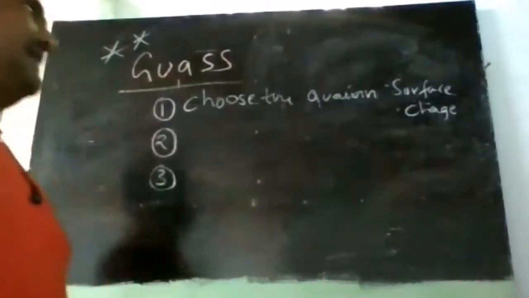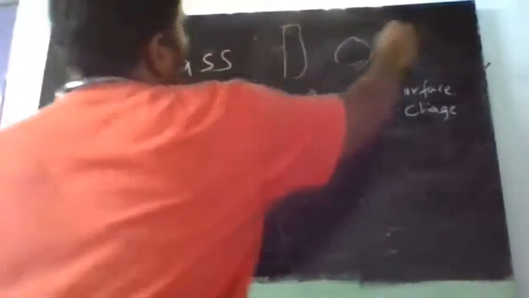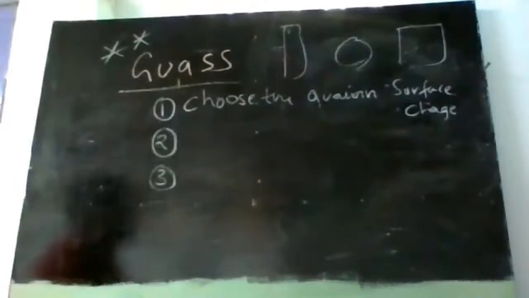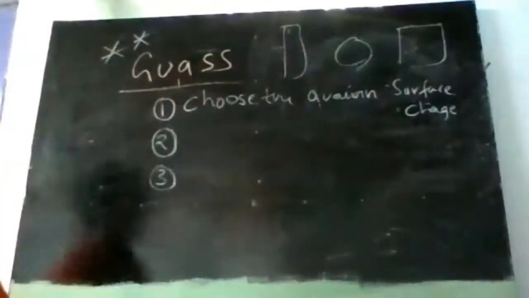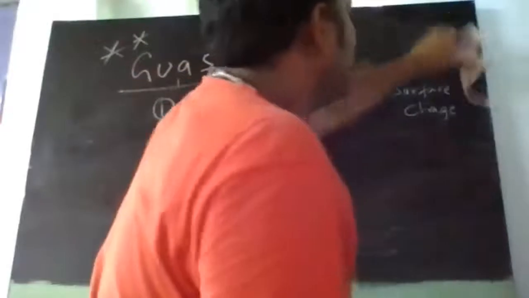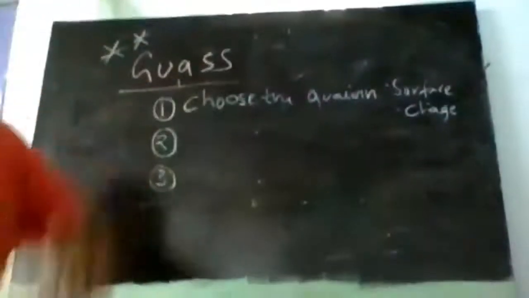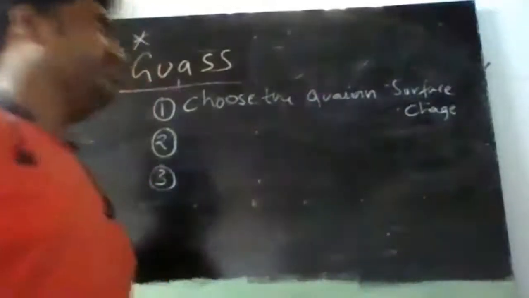Let's say there is some closed structure like this, or there is some line structure or a rectangular structure, anything regular. Whatever is close to this, we have to choose that particular surface. This is the first thing: choose the Gaussian surface that matches with the structure of the charge particle. This is the first point.